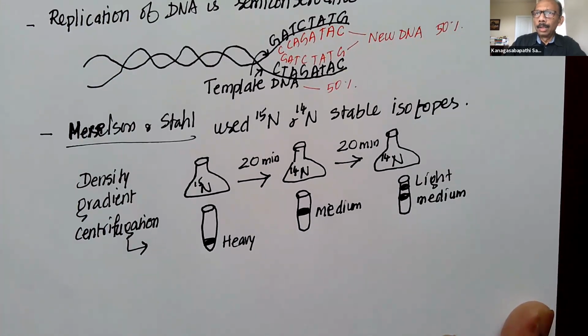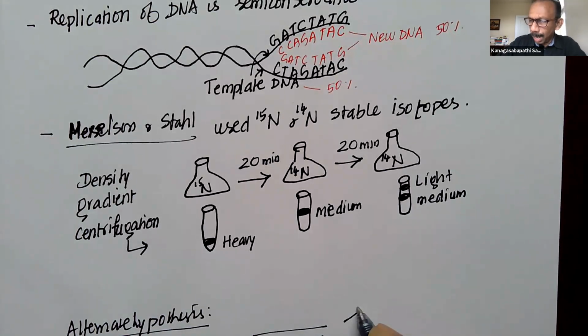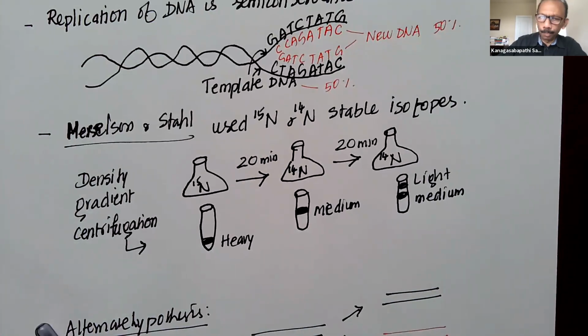Okay. So they looked at alternate hypotheses. One is the conservative mode. In the conservative mode, if you have a DNA strand like this, this is the template. And when it is copied, this template will remain the same, and a new DNA will be formed that is going to be totally new.